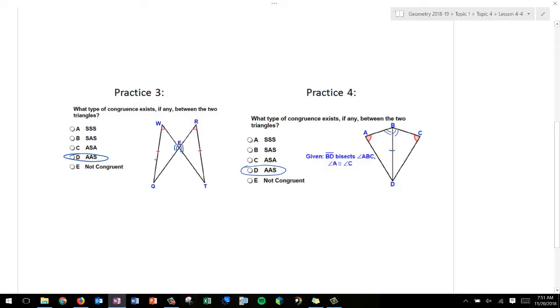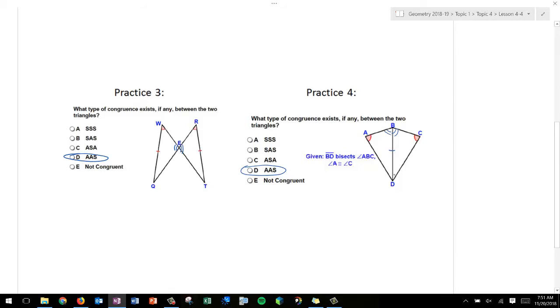And then in this last one, they told us that line BD bisected the angle, meaning it split it into two equal parts. So I have two congruent angles there. A and C are congruent, and BD is a shared side again. It's that reflexive property that's going to keep popping up. So with that, we have angle, angle, side as well.